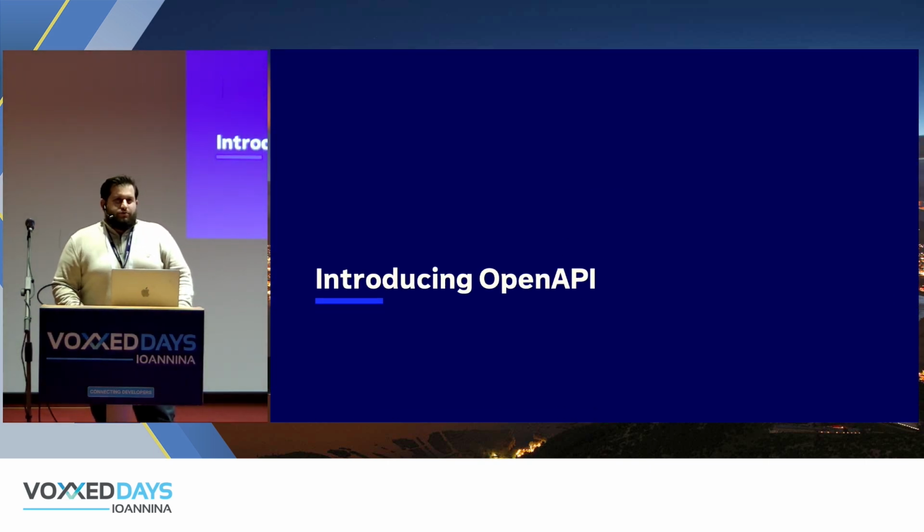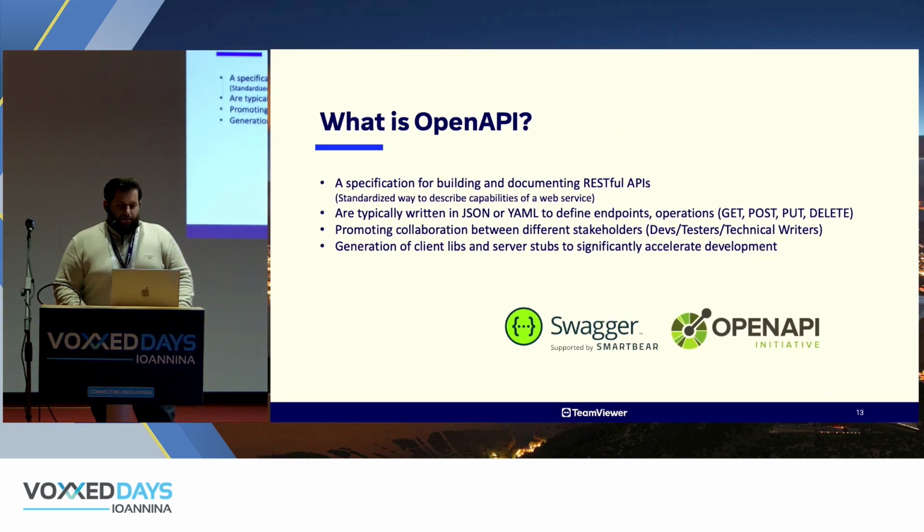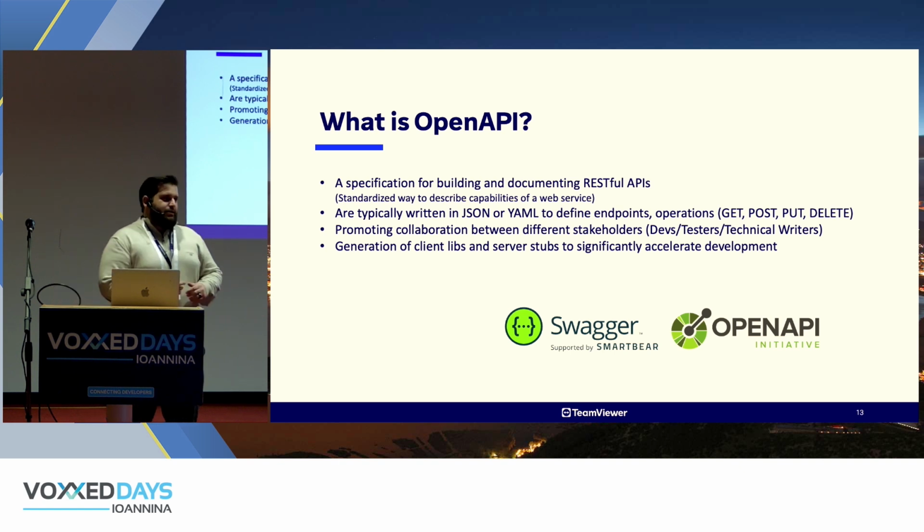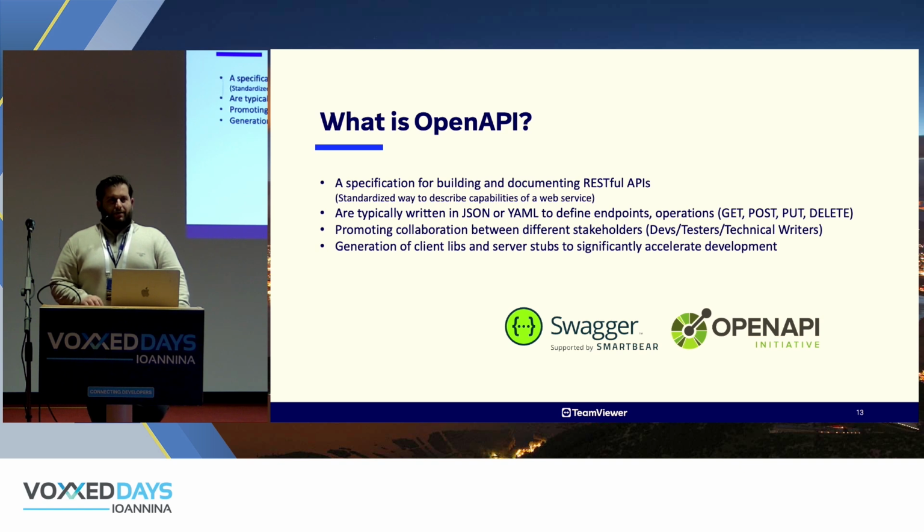So I would like to introduce to you OpenAPI. Don't confuse it with OpenAI. It has been with us for way longer. It was implemented by some folks with Swagger. And what is OpenAPI? Basically, you can create a specification that will build and document RESTful APIs. It usually is written either in JSON or in YAML. In this specific example that I will show you, it's written in YAML because it's cool.